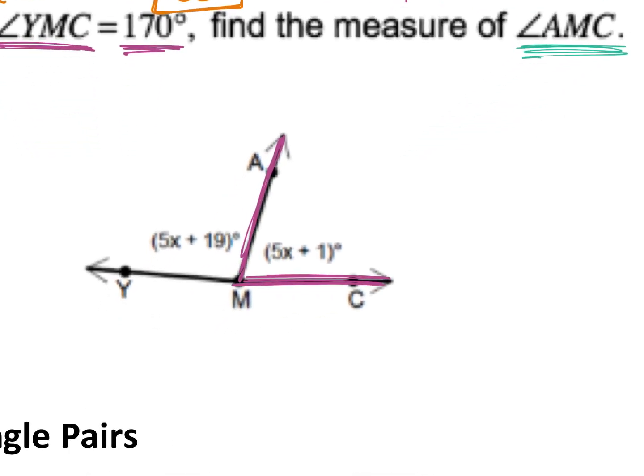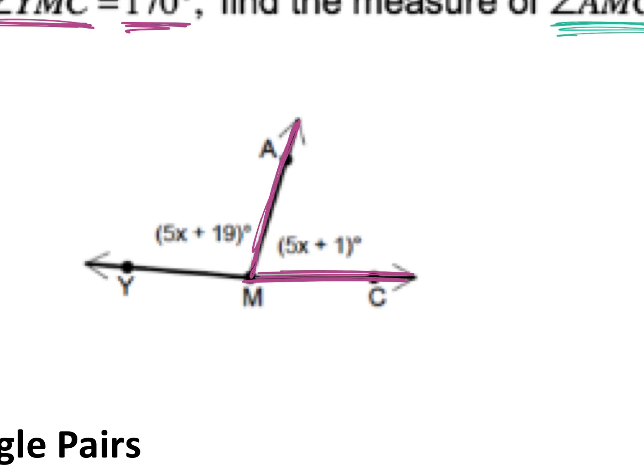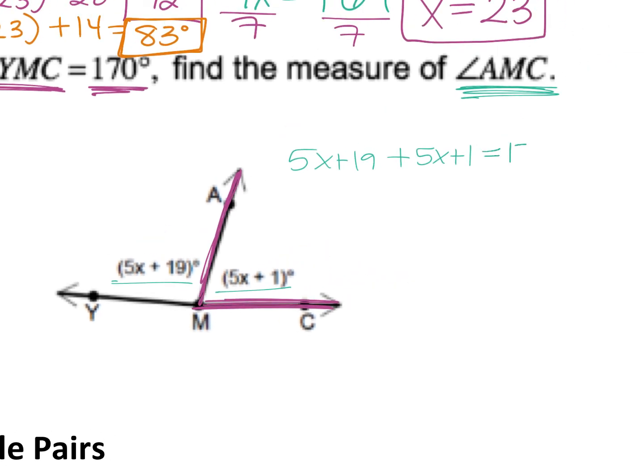Okay, so here it is. When they give you the total, I want you to think of this phrase every time: if they give you a total angle, the two parts equal the whole, right? So we add the two parts, 5x plus 19 and 5x plus 1, together to equal what? What was our whole? 170.